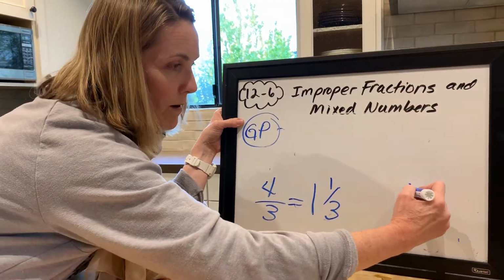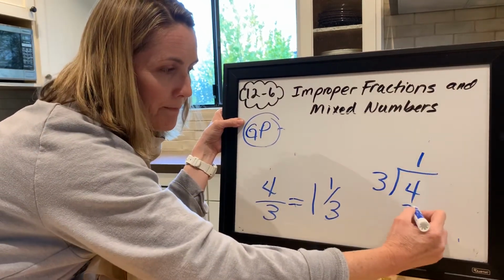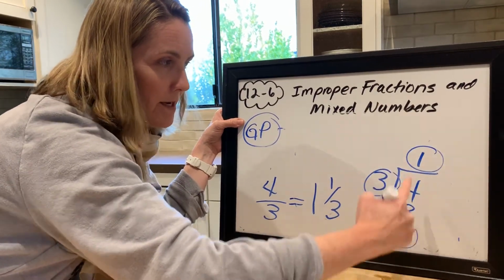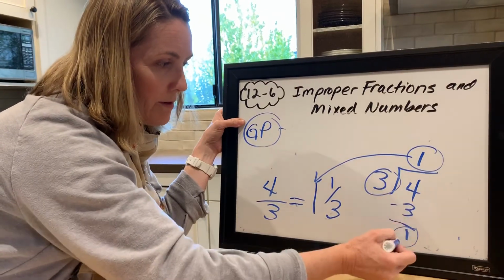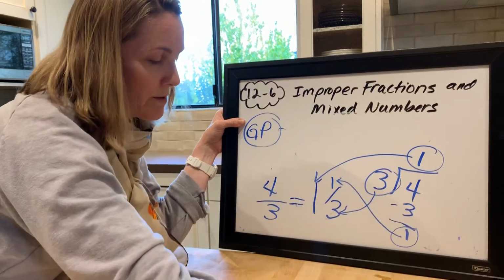Without the models, here's the algorithm. It is 4 divided by 3. Goes 1 time with 1 remaining. So again, these are the 3 important parts. So there's our whole, there's our quotient, here's our remainder, and there's our divisor.